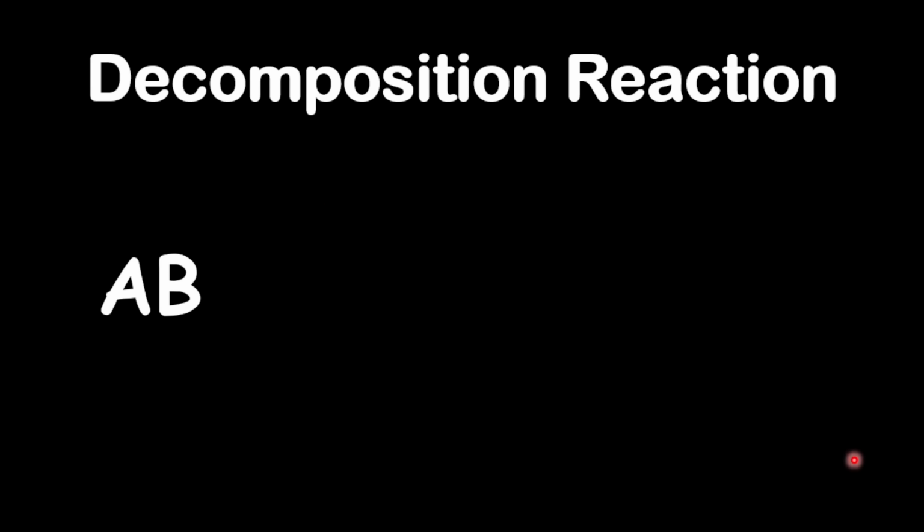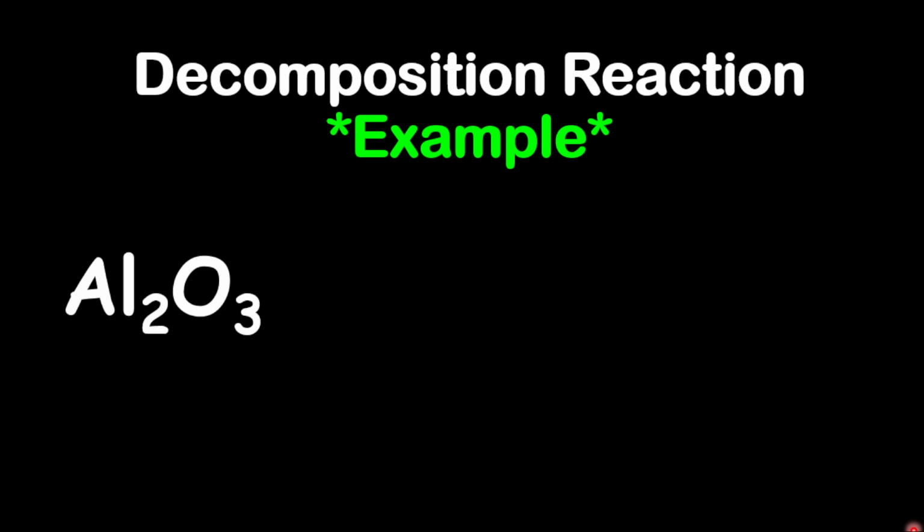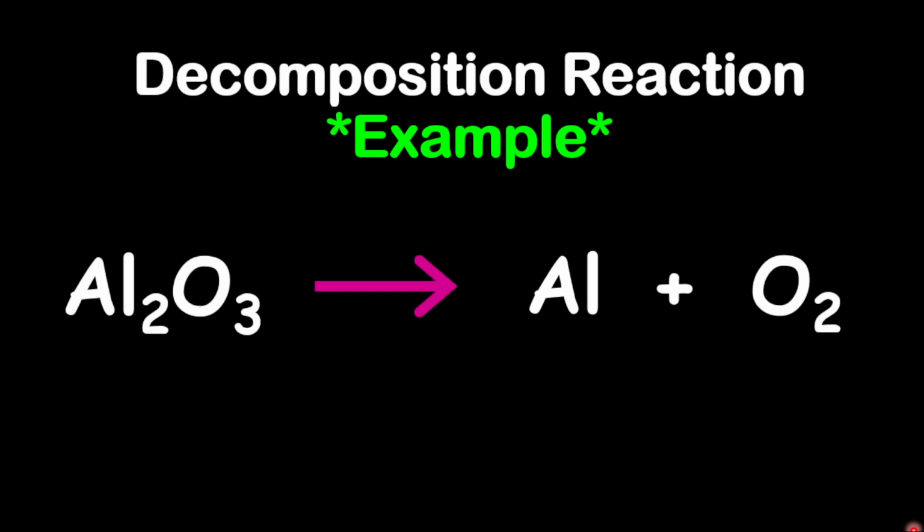So for example, you have AB. If you decompose AB, you should get A plus B, right? Those are the products. A and B are the products from AB. Now let's look at a typical example. We have aluminum oxide, and I really love aluminum oxide as one of my favorite compounds to bond, to be honest. If I break this down or decompose it, I'm going to get aluminum, which is the metal, and oxygen, which is the gas. So aluminum oxide breaks down into aluminum and oxygen, and we're balancing the chemical equation here. You need to just practice that. Make sure everything is equal on both sides of the equation.